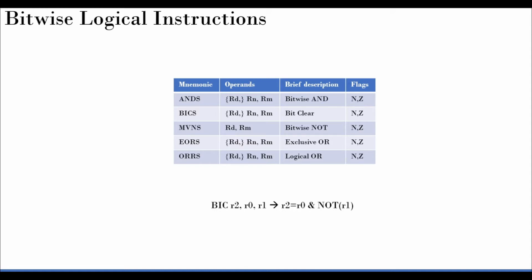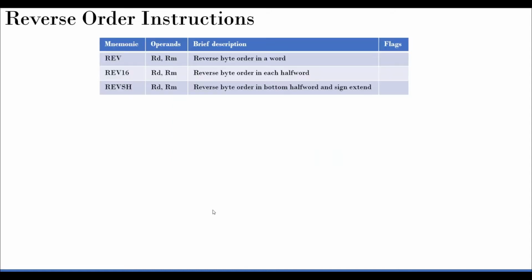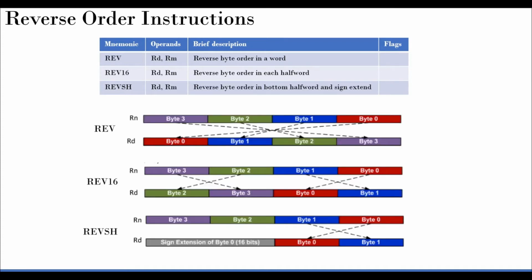So next one is on the reverse order instruction. All this seems to be fancy, as I said, unless we find a real use case for it. So these three things I'll just put over here. Reverse is like reverse byte order in a word. A word is 32 bits and a byte is 8 bits. So basically, the reverse byte order.